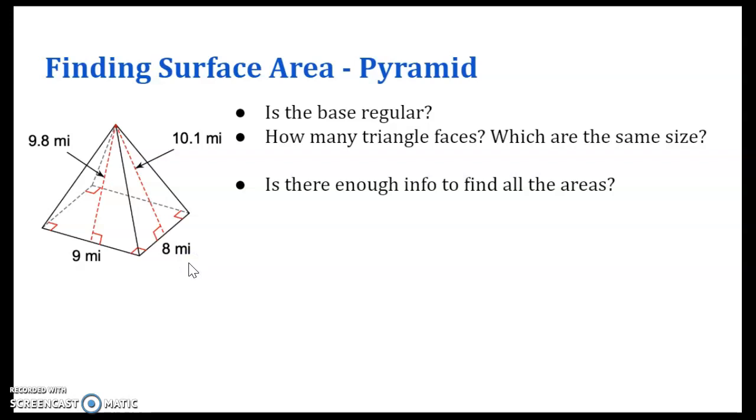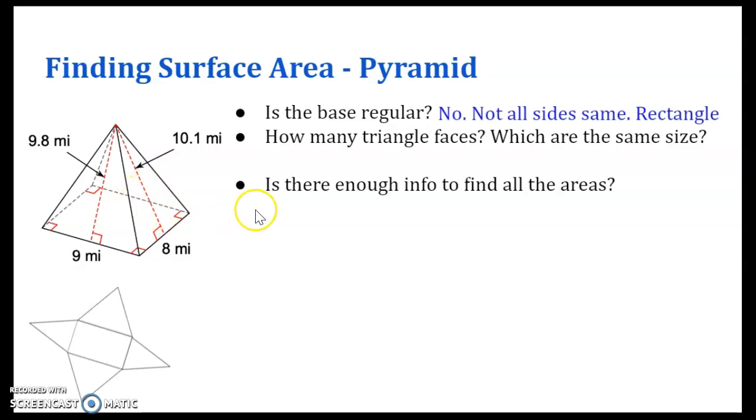All right, so let's look at this problem. Okay, in this case, again, is the base regular? No, this is not regular, but it's rectangular. How many triangle faces? We have 4. Are they the same size? Well, the two opposite sides, this side and this side, are the same. Why? Because we have the same slant length and we have the same base. But notice that this triangle and the one at the back are different in width to this triangle. So we have two opposite sides that are the same.